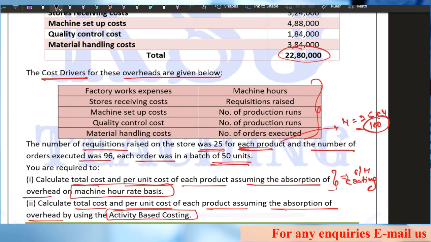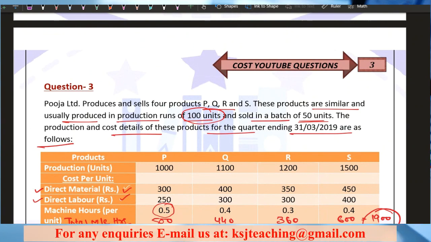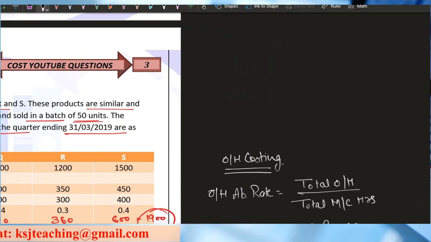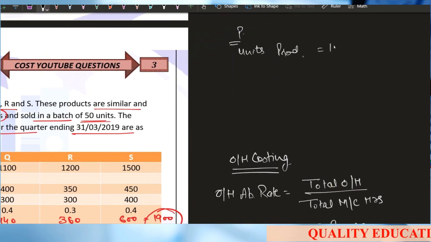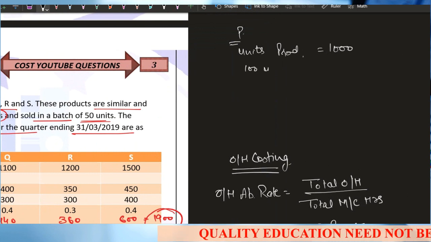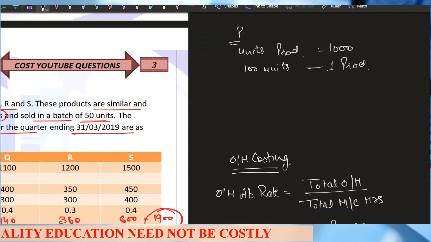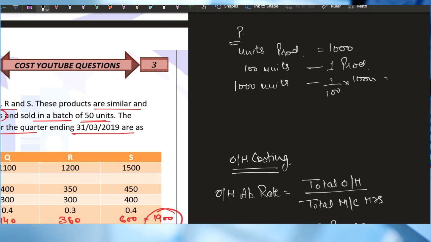Sir, how to calculate the number of production runs? Let's talk about P. How many units are manufactured? Units produced, 1000. Now the question says 100 units are manufactured in one production run. So 1000 units will be manufactured in how many production runs? 10.